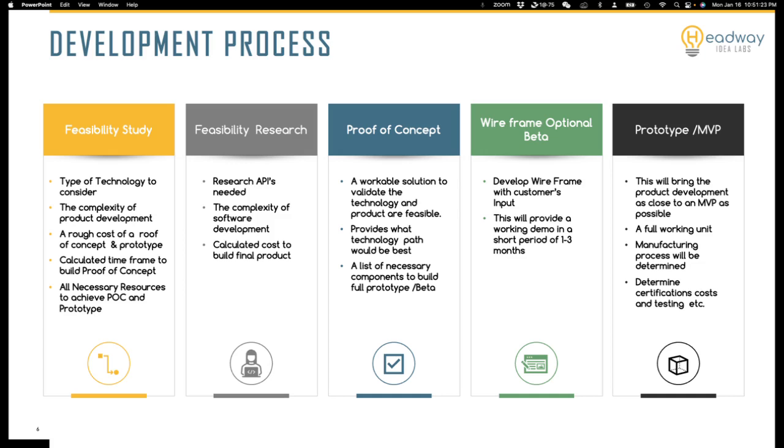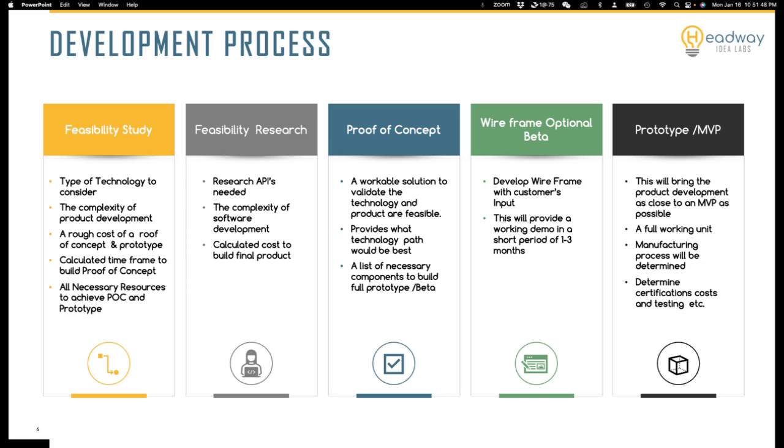Then you come to the proof of concept. For hardware, it's a workable solution to validate the technology, that the technology is feasible. It provides some insight on what technology path would be best. And then for a proof of concept, it also provides a list of necessary components to build your full prototype or MVP/beta. And that's very, very helpful.